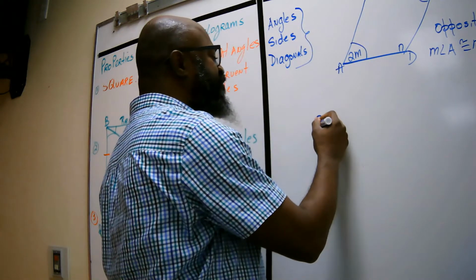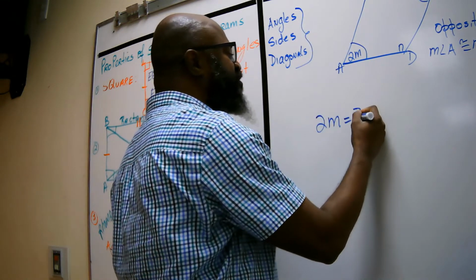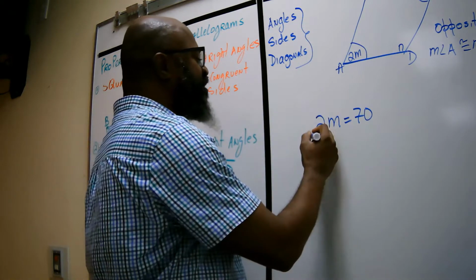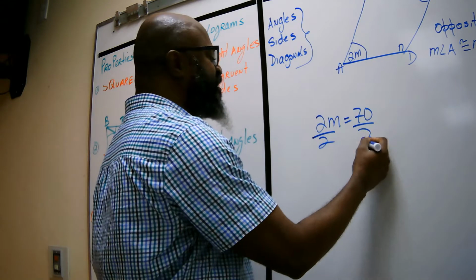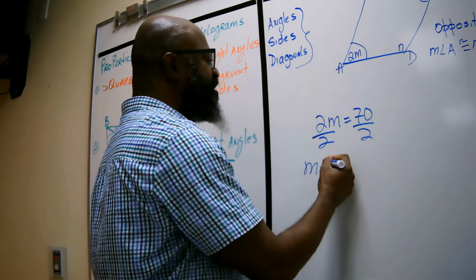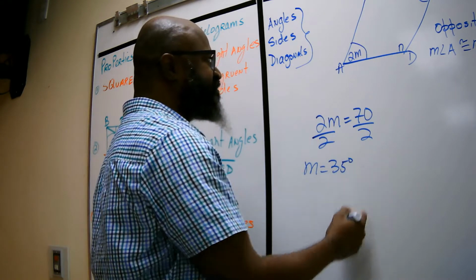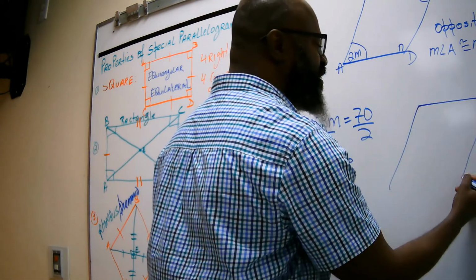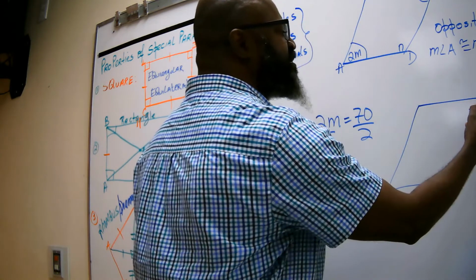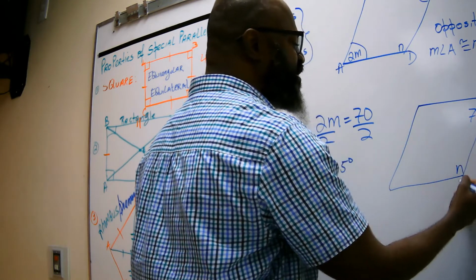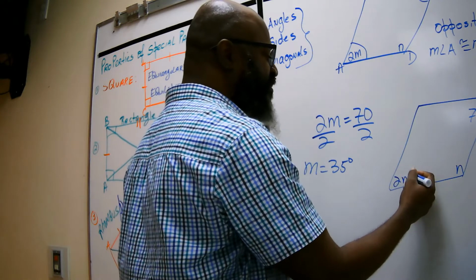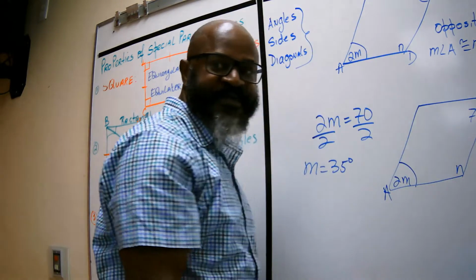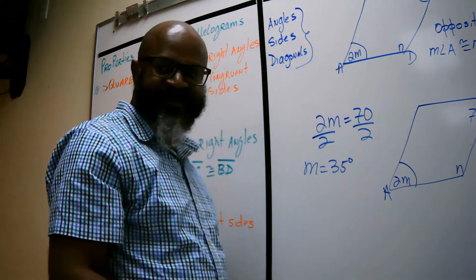In this case, you will have 2m is equal to 70. Now, in order to find m, I will have to divide by 2. Then m will be 35 degrees. Since my shape is like that, this is 70 and this is 2m. I know this angle is equal to this angle because they are opposite. That's how I find my equation.